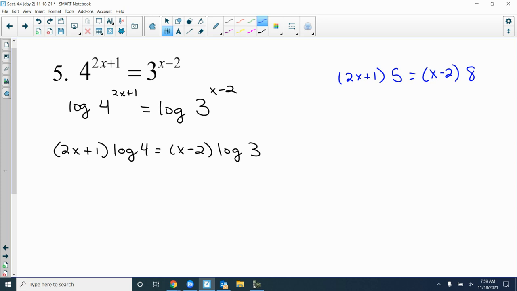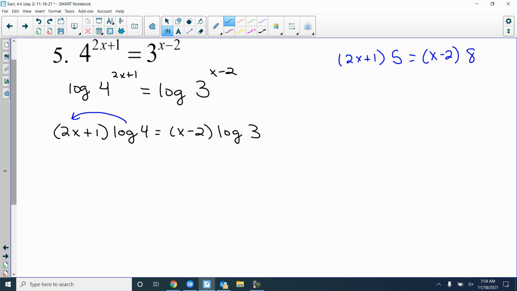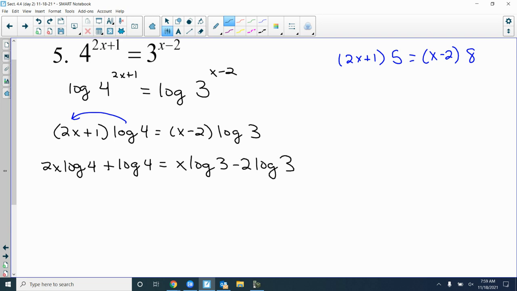We distribute it. We're going to distribute the log of 4. You just have to watch how you write that. So log of 4 times 2x, probably the easiest way to write it is 2x log of 4. Log of 4 times 1 is just log of 4. x times log of 3 is x log of 3, minus 2 log of 3.